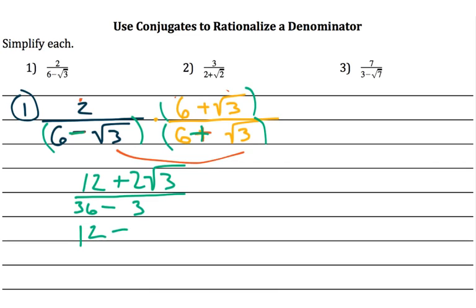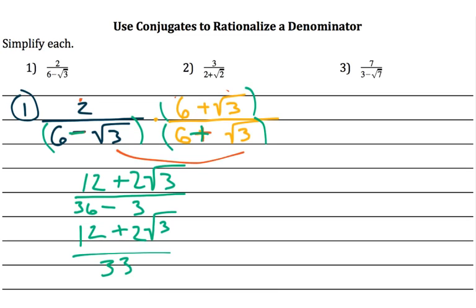You can't combine those. This is almost as if I was saying 12 plus 2x. They are not like terms at all. Even though there's no variable or anything, the only thing I can rewrite here is 2 radical 3. And then in the denominator, I have 36 minus 3, which is 33.